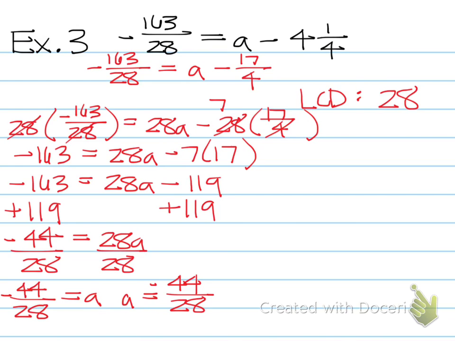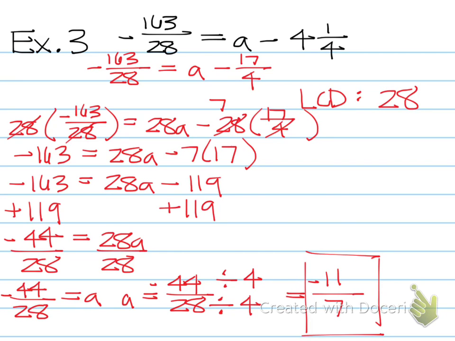And we know that at least 2 will divide into both of those numbers since they're both even. The biggest number that will divide into both is 4 though. Negative 44 divided by 4 gives us negative 11. And then 28 divided by 4 is 7.